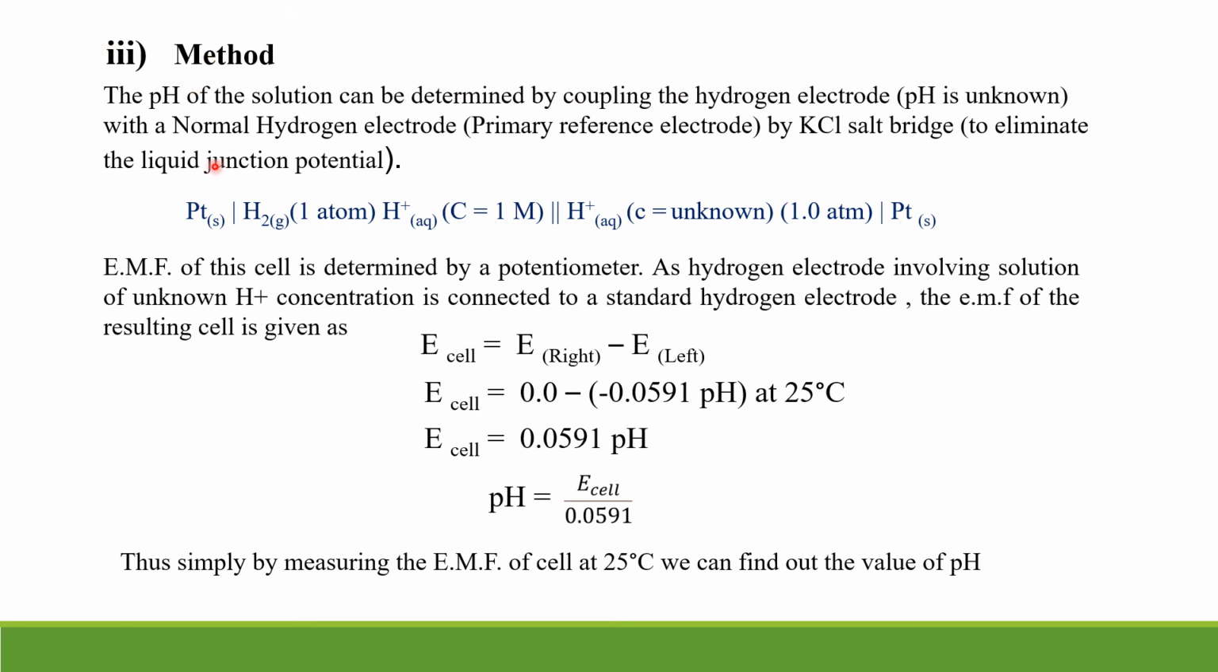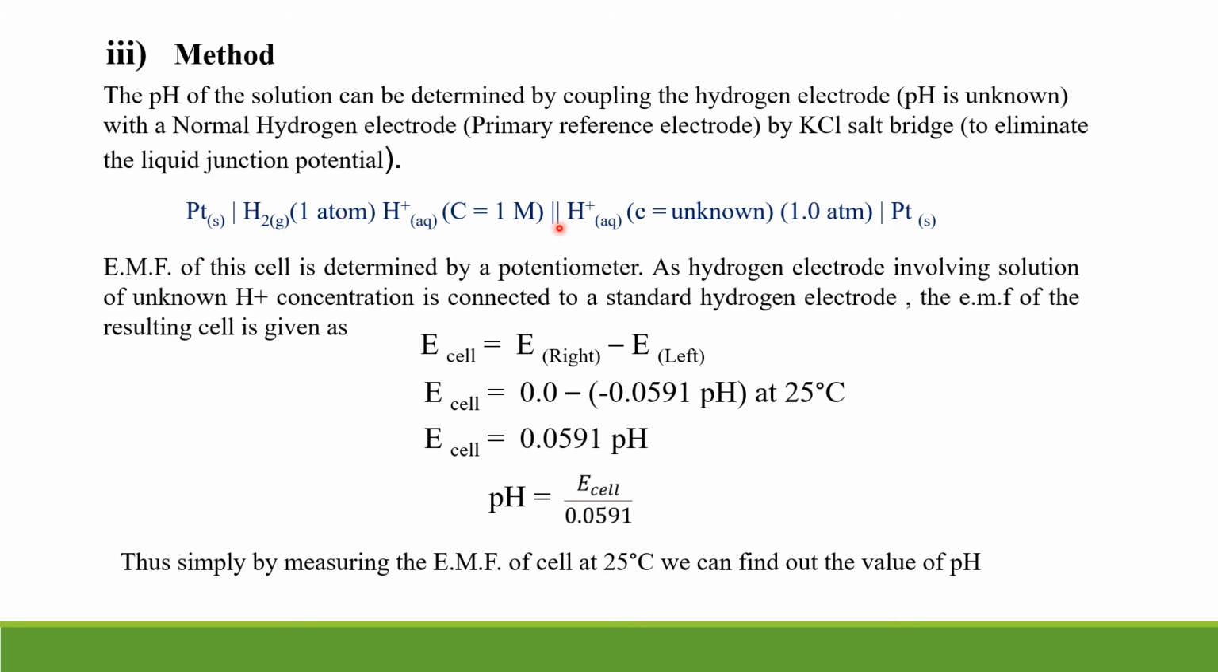Now, what is the method? How can you measure the EMF of the solution by using the hydrogen electrode? The pH of the solution can be determined by coupling the hydrogen electrode, putting it in the solution of which the pH is unknown to us, and combining it with another normal hydrogen electrode, which is considered the primary reference electrode, by a KCl salt bridge. The function of this salt bridge is to eliminate the liquid junction potential.